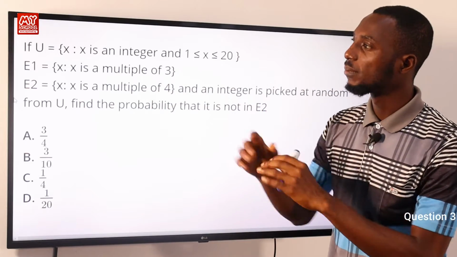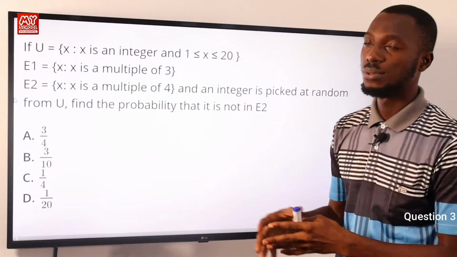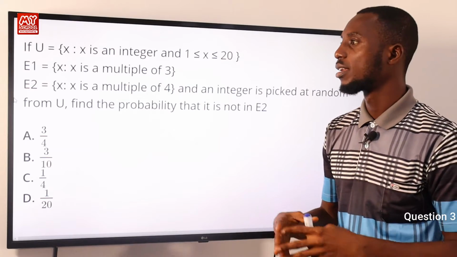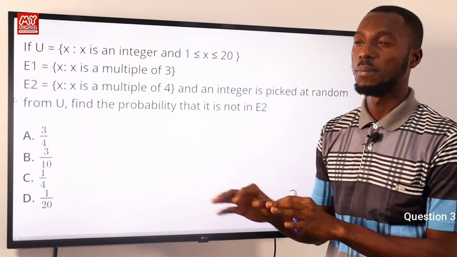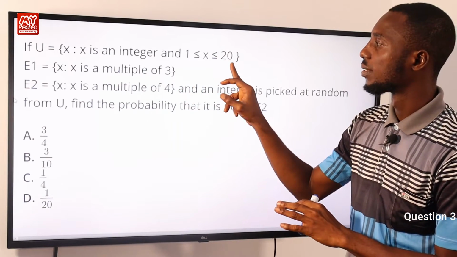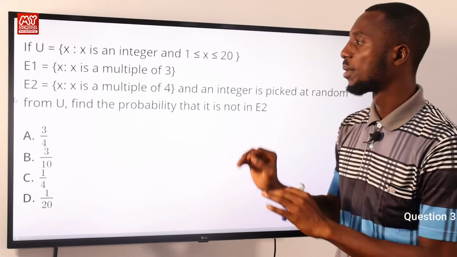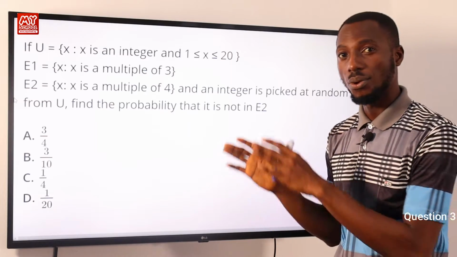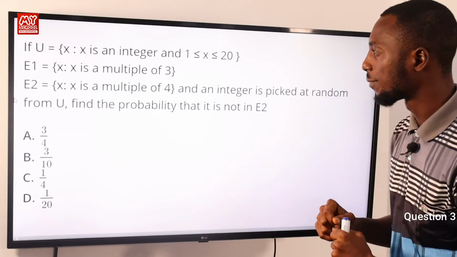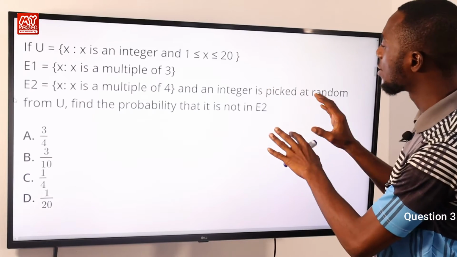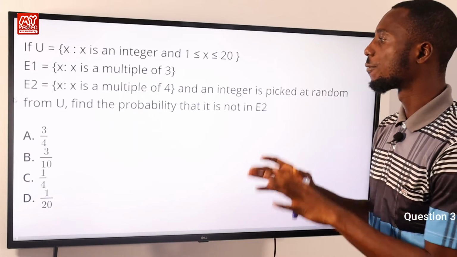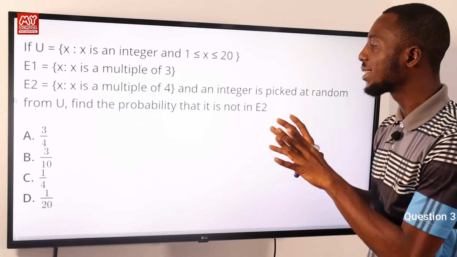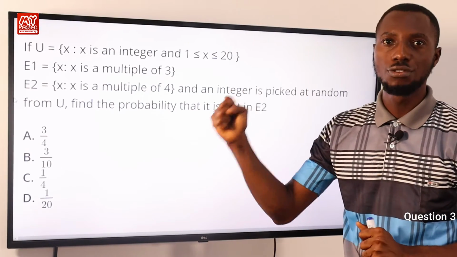We have E1 as the multiples of 3. We have E2 given as the multiples of 4, from 1 to 20. So we have the graded question now, considering the information we're already provided with. An integer is picked at random from U. Find the probability that it is not in E2.